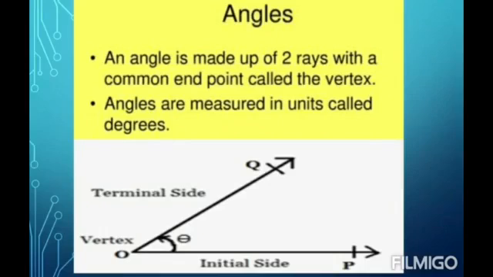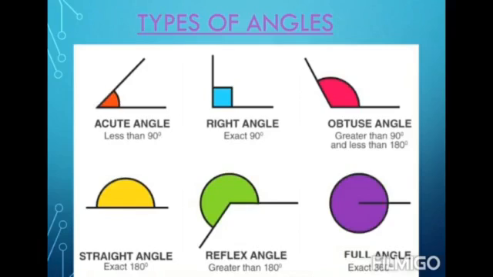Next topic is angles. An angle is made up of two rays with a common endpoint called the vertex. Angles are measured in units called degrees. Next topic is types of angles. First one is acute angles: those angles that measure less than 90 degrees are called acute angles. A right angle is exactly 90 degrees. An obtuse angle is greater than 90 and less than 180 degrees. A straight angle is exactly 180 degrees. A reflex angle measures more than 180 degrees but less than 360 degrees, and a complete angle is exactly 360 degrees.